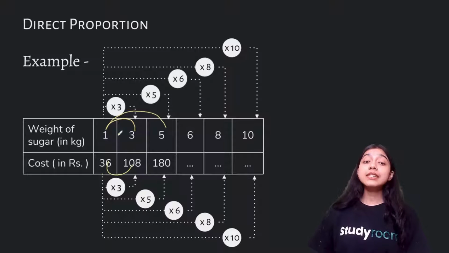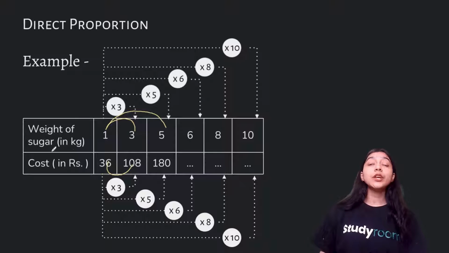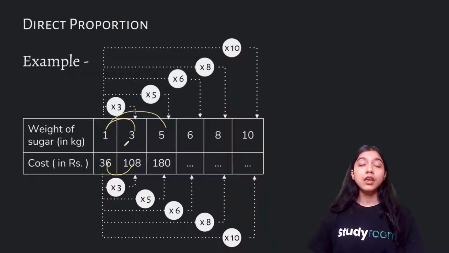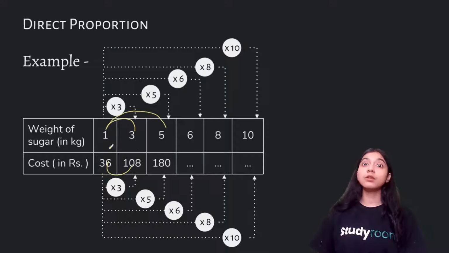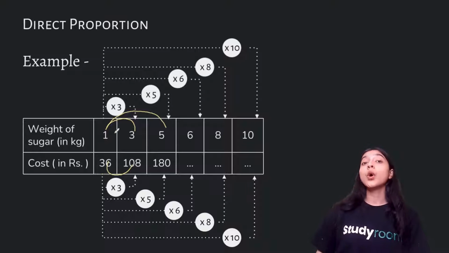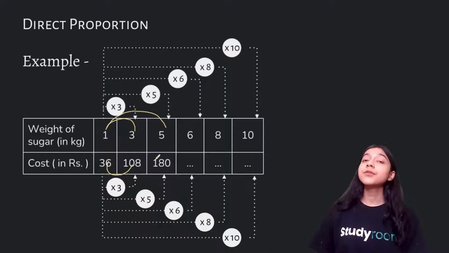So from this example, we can observe that this is an example of direct proportion. Why? Because as the weight of the sugar is increasing, its cost is also increasing in the same proportion. The weight is getting multiplied 3 times, the cost is also getting multiplied 3 times. The weight is getting multiplied 5 times, the cost is also getting multiplied 5 times.